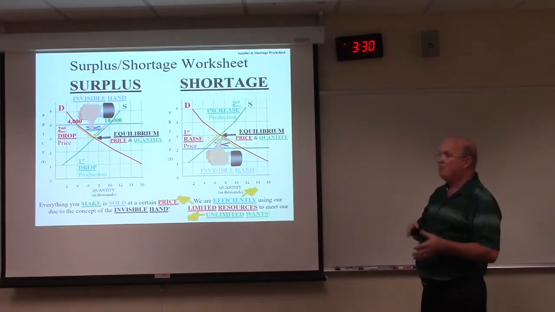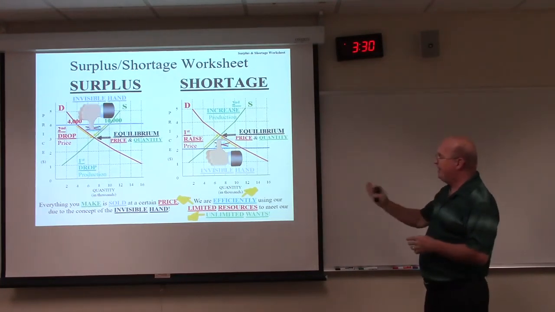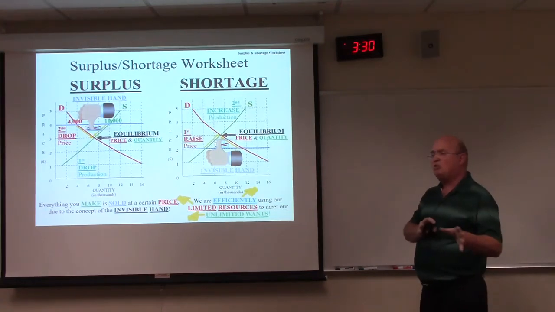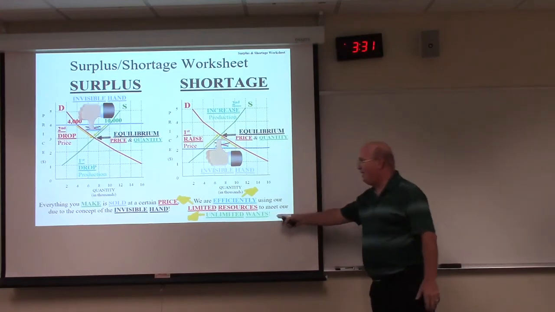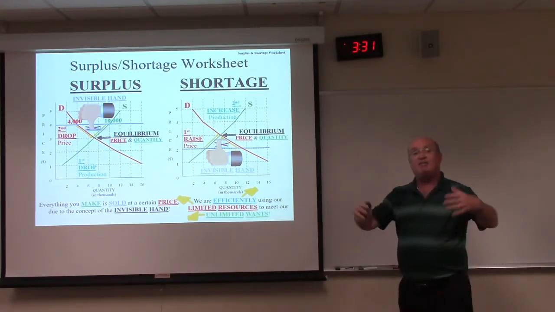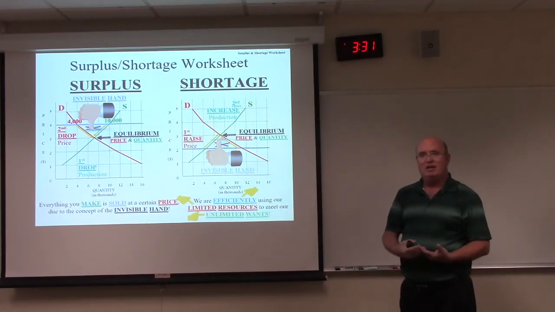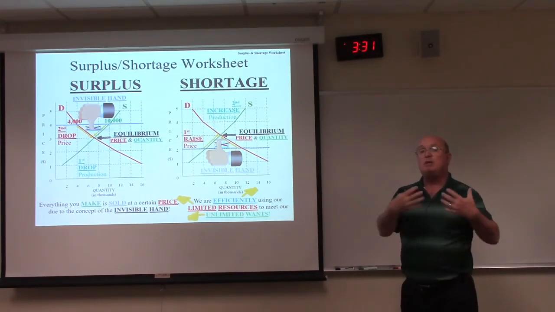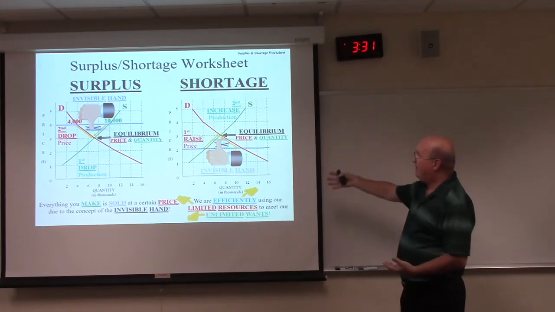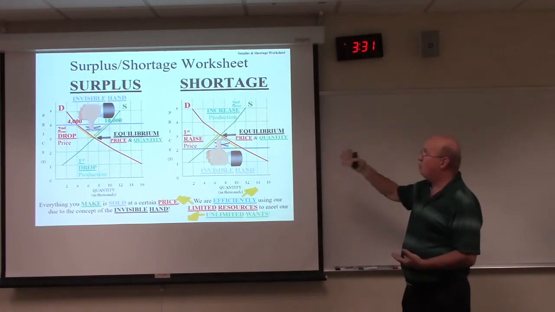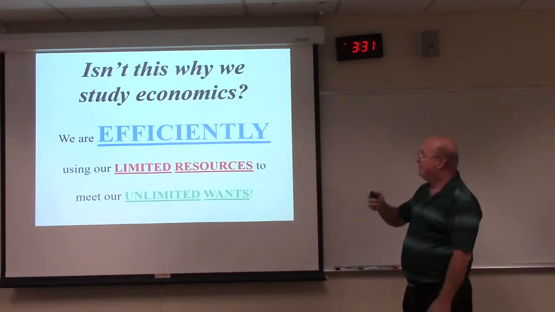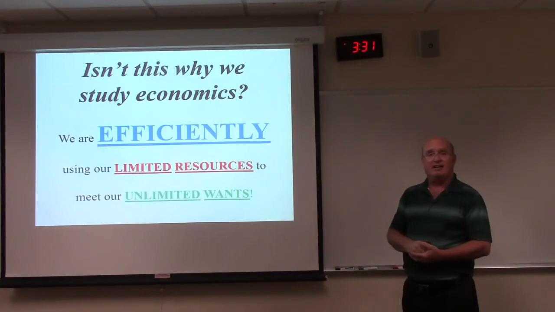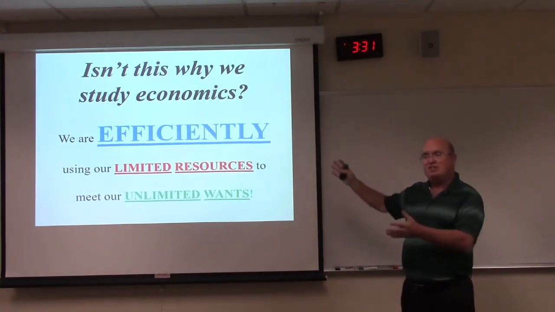We are efficiently, remember that's why we study economics, efficiently using our limited resources, which is why we have economics. Remember, we have that economic problem because we want to meet the unlimited wants of everybody, which we never will. But we will be able to meet the majority if we allow the invisible hand concept to work and we get rid of surpluses and shortages. This is why we're here. This is what we're studying. Macro or micro, this is what you need to remember.